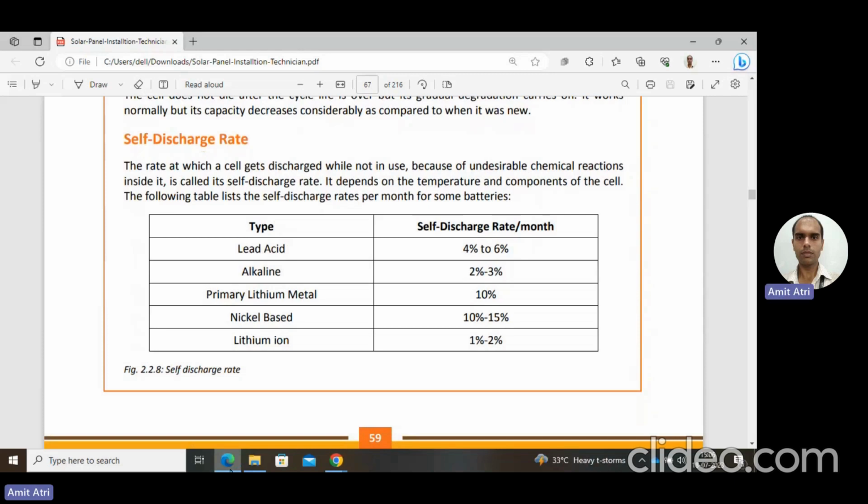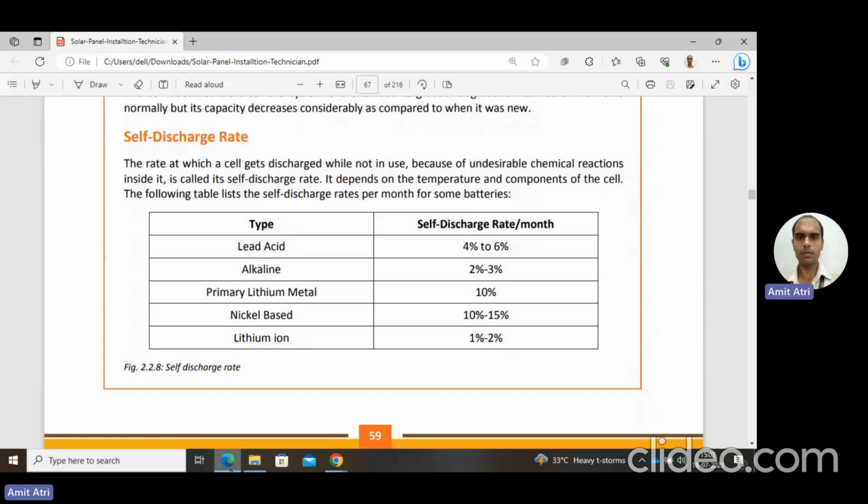So the rates for some of the batteries, like the lead acid, is 4 to 6% per month. Okay, self-discharge rate per month. Alkaline 2 to 3%. Primary lithium metal 10%. Nickel based 10 to 15%, and lithium ion 1 to 2%.